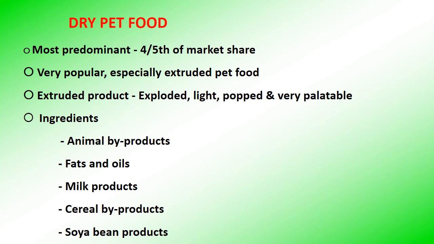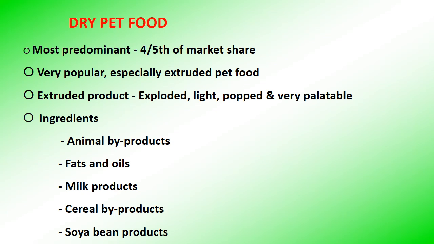So dry pet food is the most important and dominant pet food in the market, making up about 80% of the total market share. They are very popular, especially the extruded pet food. I am going to have a separate lecture on extruded pet food. Extruded pet food is prepared by exploding, and it is light, popped, and very palatable. So the pets like it very much.